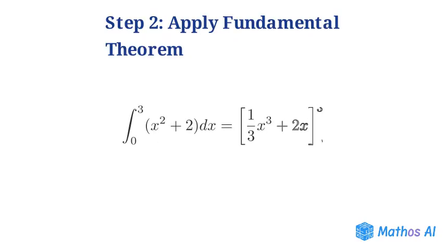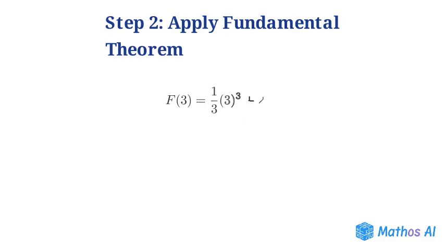Let's plug in our numbers. We'll evaluate 1/3 x cubed plus 2x at 3, and subtract its value at 0. First, we calculate the value at the upper limit, 3. That's 1/3 times 3 cubed, plus 2 times 3, which simplifies to 9 plus 6, giving us 15.